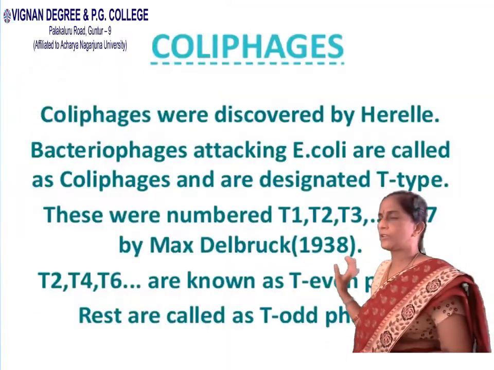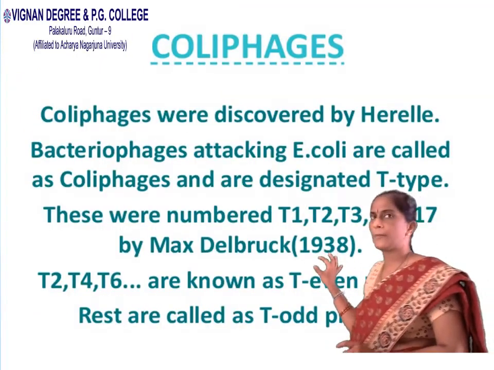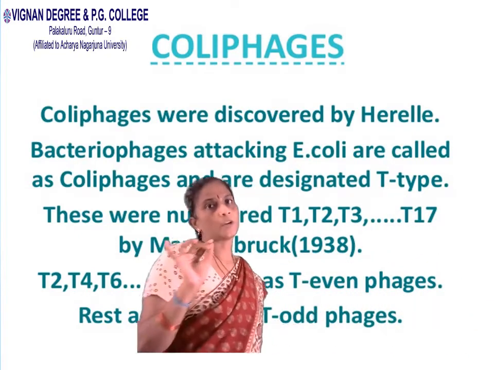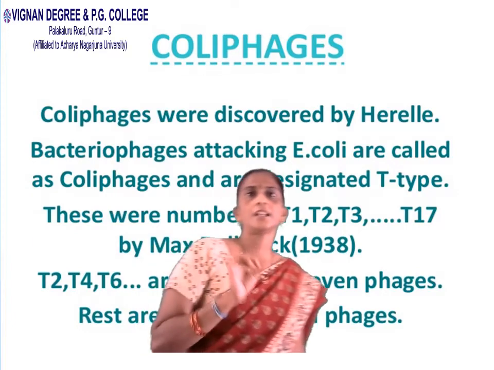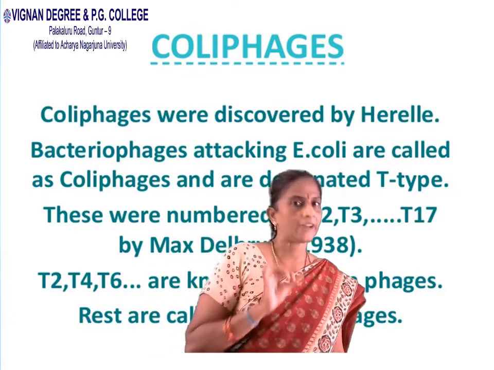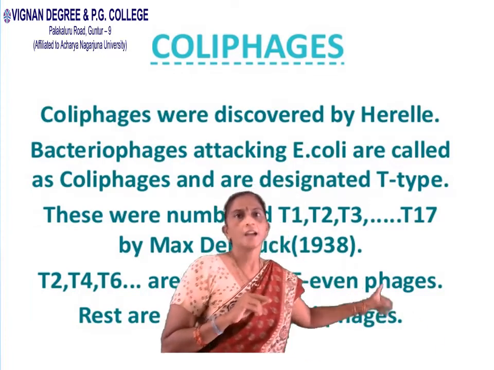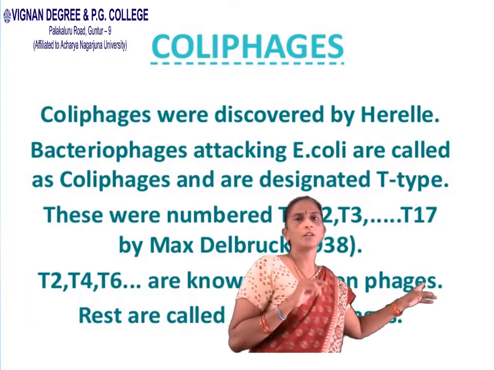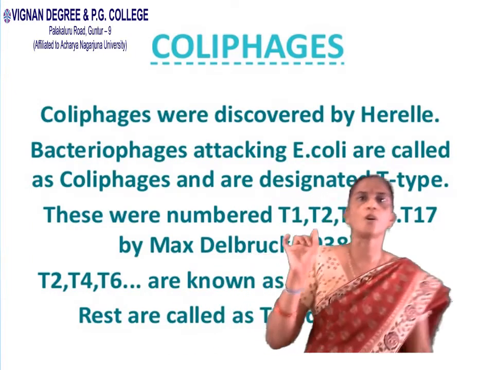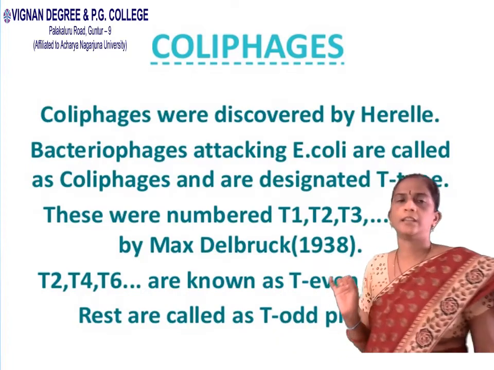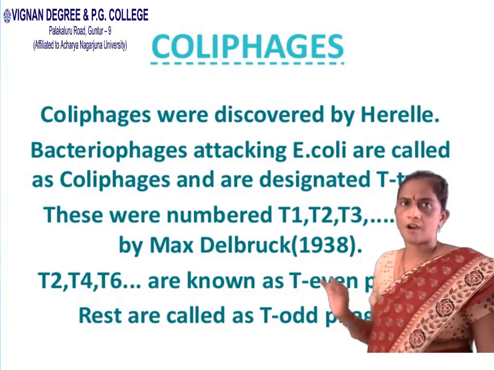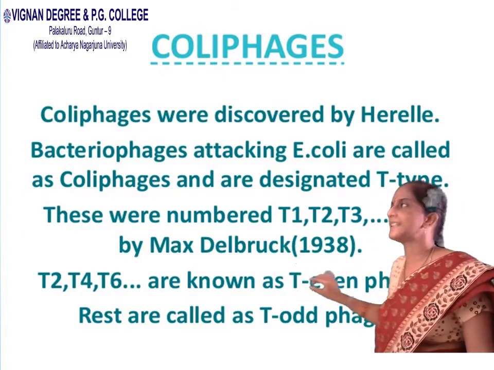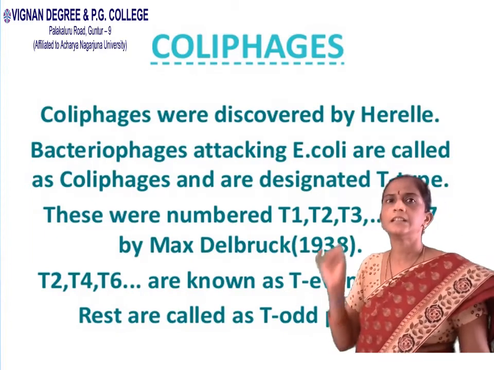Next, coming to the T-phage. T-phage was discovered by Hadley. Bacteriophages attacking E. coli are called T-phages. What is bacteriophage? The virus which infects the bacteria. The bacteriophage attacks E. coli. E. coli, Escherichia coli, is a gram-negative rod-shaped organism. So bacteriophages attacking E. coli are called T-phages, designated as T4 phages.